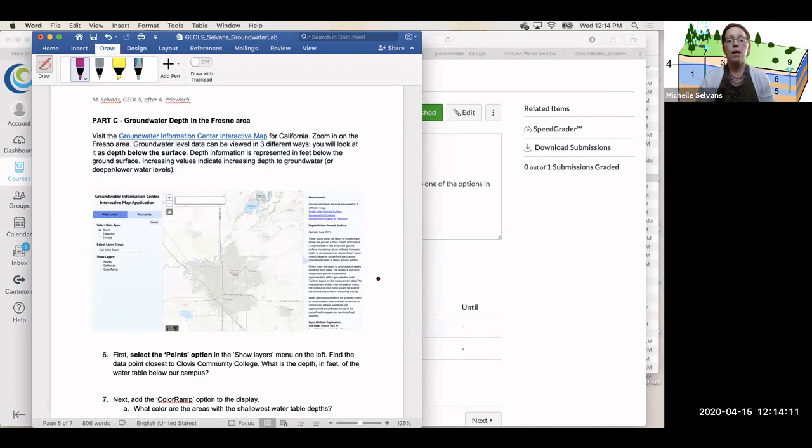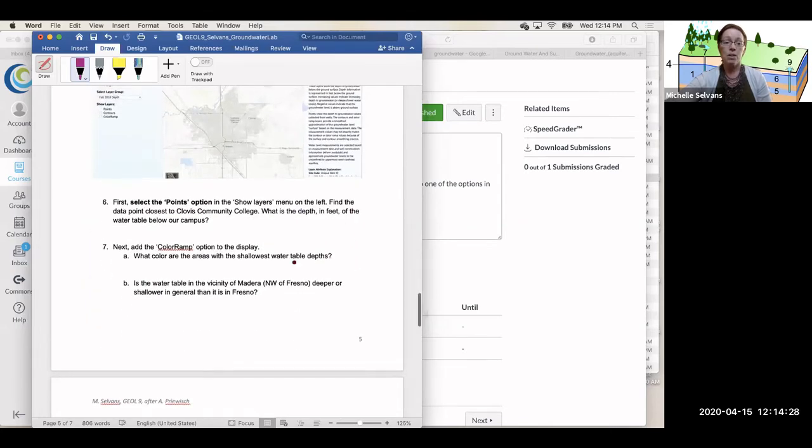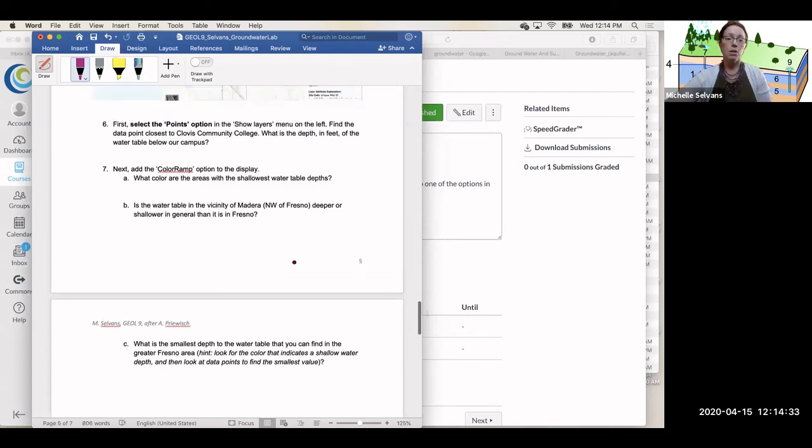The third part of the lab, part C, is looking at this interactive map online. So this is just an image of what it should look like once you're zoomed into the Fresno area. When you pull it up, you'll be looking at all of California. And then there are some directions about how to display the data on the side so that you can see the information that I'm asking you to think through.